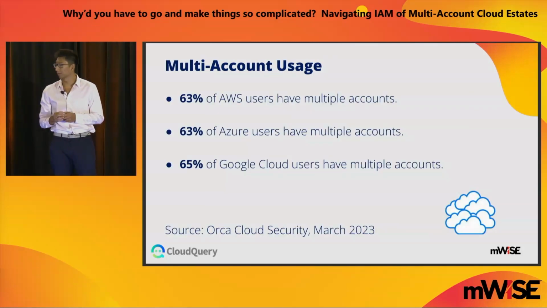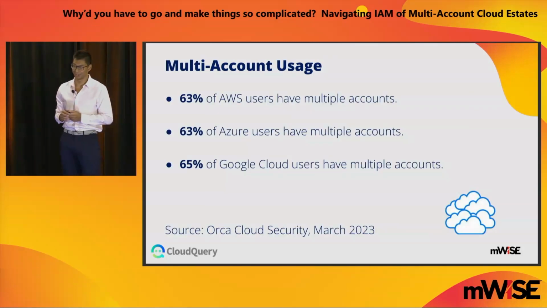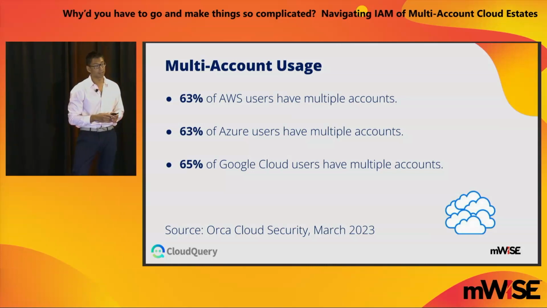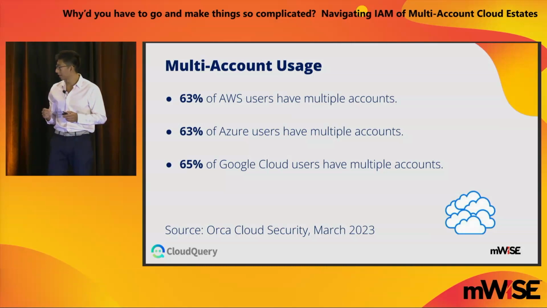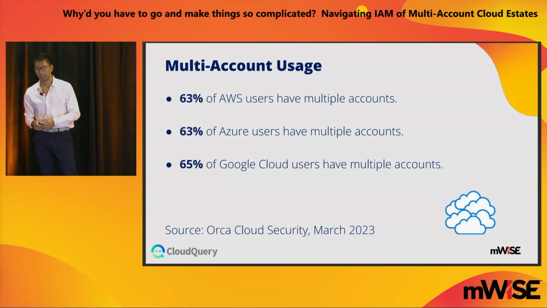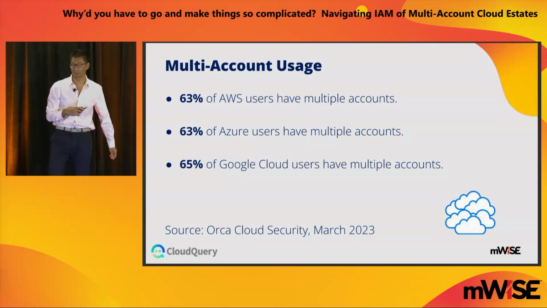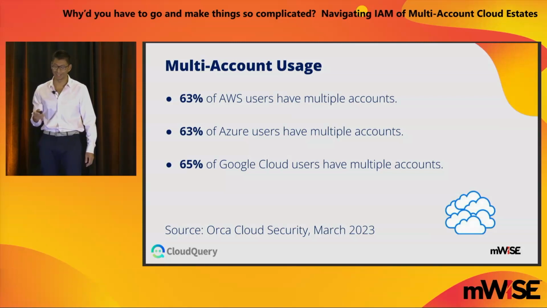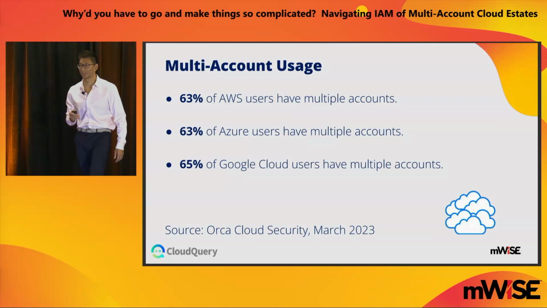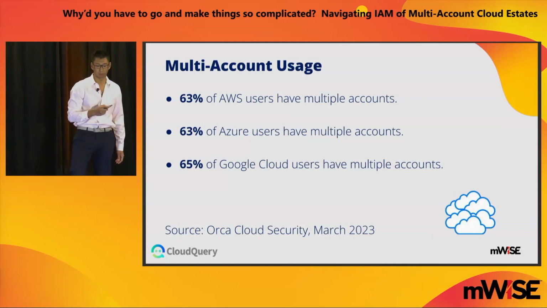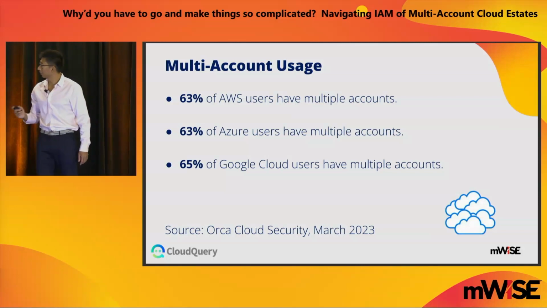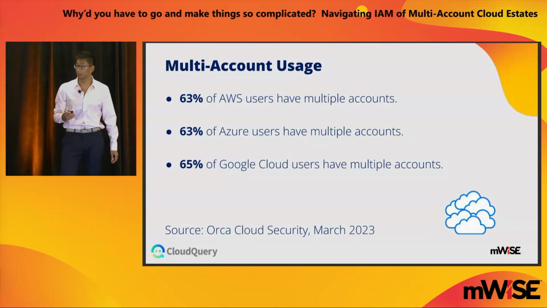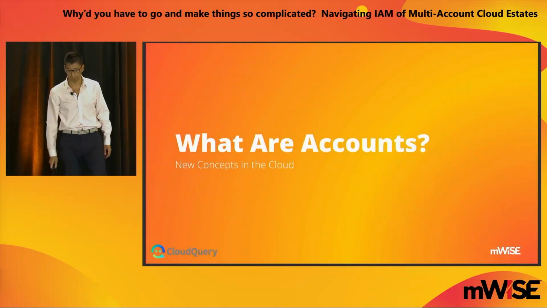So we've talked about accounts, let's talk about multi-account usage. In a study done by Orca Cloud Security in March 2023, they found that there's a lot of usage of multiple accounts. 63% of AWS users have multiple accounts, and this is not a typo. 63% of Azure users as well have multiple accounts, and 65% of Google Cloud users have multiple accounts. And this number is growing. As cloud adoption grows, the usage of multi-account architecture grows as well.